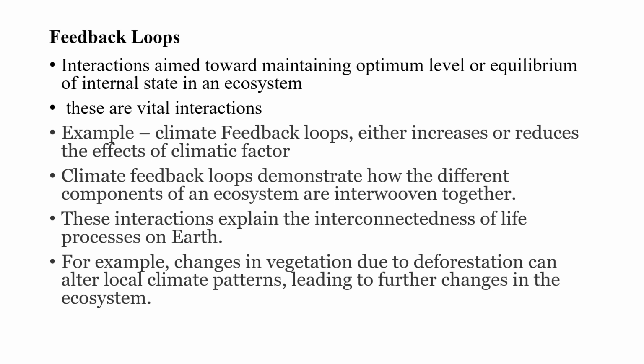You have another ecological interaction that is referred to as feedback loops. Feedback loops involve an interaction that is aimed at maintaining equilibrium, maintaining an optimum level within an ecosystem. This is a very vital interaction. We have examples such as climate feedback loops, which increase and decrease the effect of climatic factors. We have situations where the components of an ecosystem are interwoven together so that there will be continuous equilibrium, continuous balance within an ecosystem.